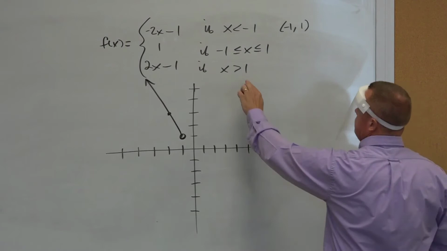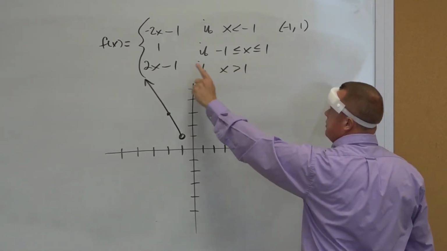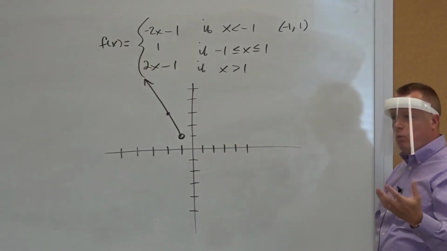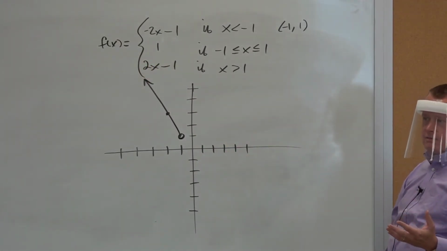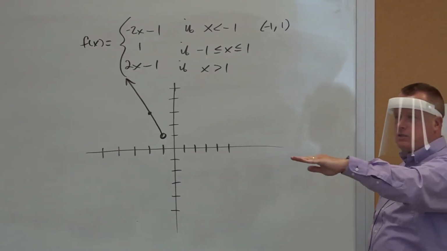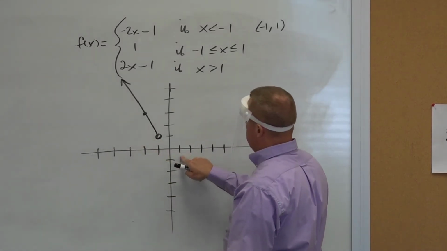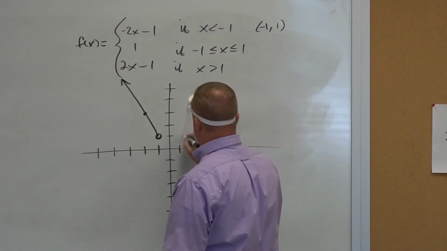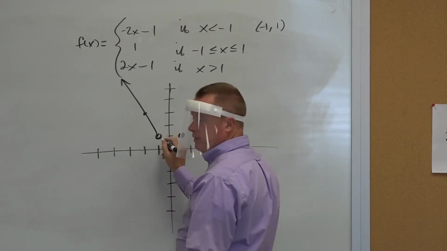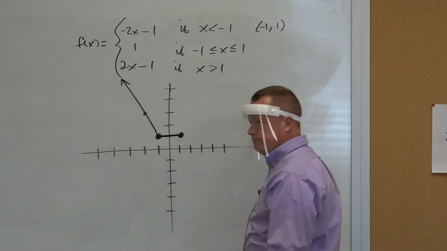Now from negative 1 to 1, including those two, I'm just graphing f of x equals 1. All right, well, what does y equals 1 look like? Horizontal line. Okay, horizontal line at 1. So from here to here, I'm just going to go across. And that is going to include that point now.